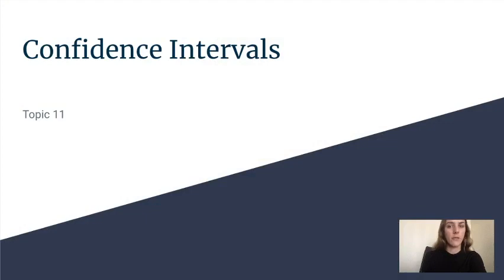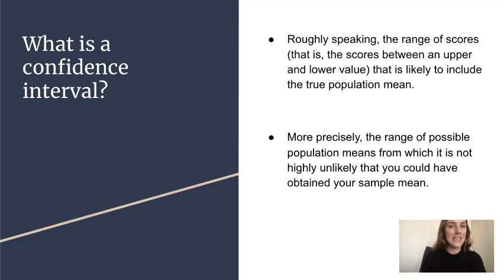So confidence intervals, very roughly speaking, is a range of scores, an interval being a range of scores, that is likely to include the true population mean. Confidence intervals are based around sample means, and they give us a range of scores that we would expect our true population mean to lie within. Of course, within some margin for error. We've done plenty of talking about margin for error in this class so far.